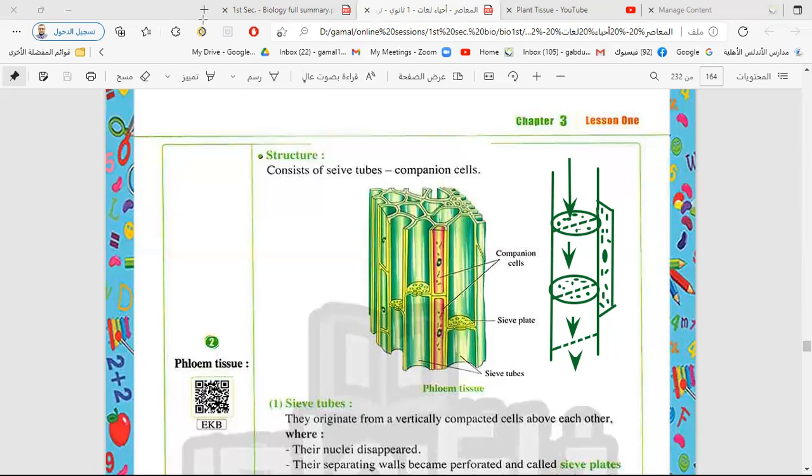The energy comes from where? From the companion cell. This is a companion cell which is a live cell because it contains cytoplasm and the nucleus. But in the Sieve Tube, there is no nucleus. There is only cytoplasm. So can we call the phloem tissue a dead tissue or a live tissue?